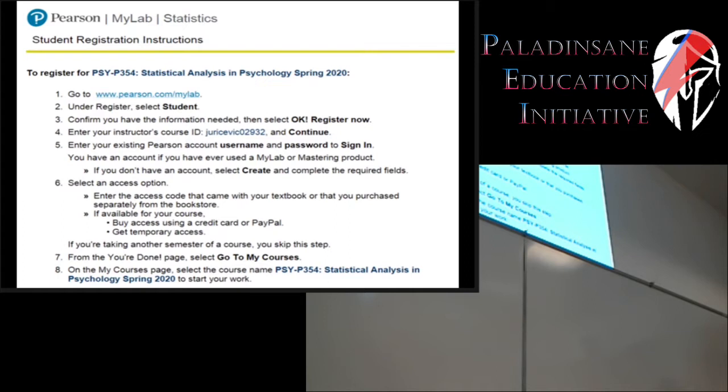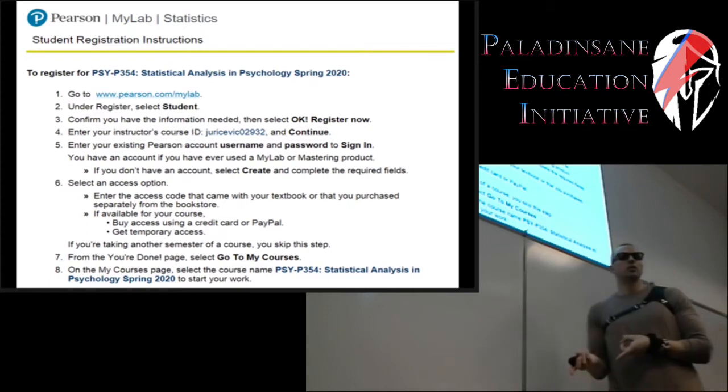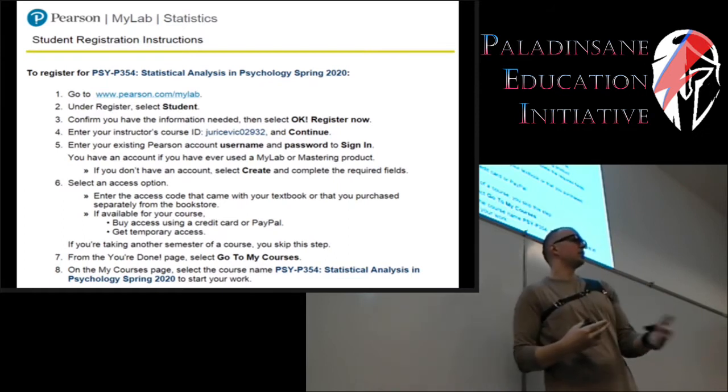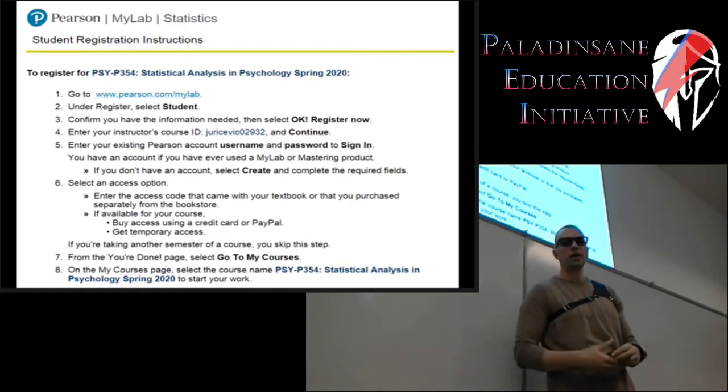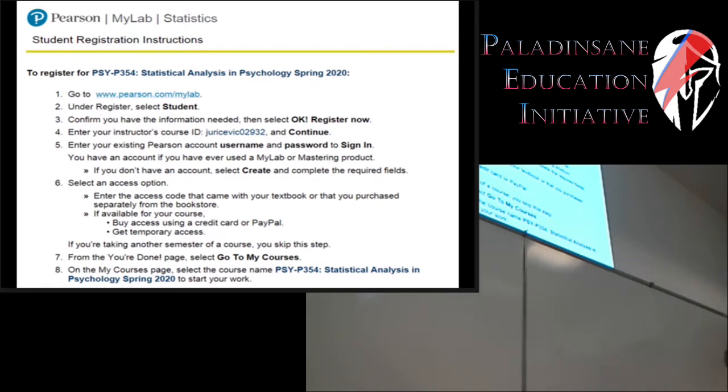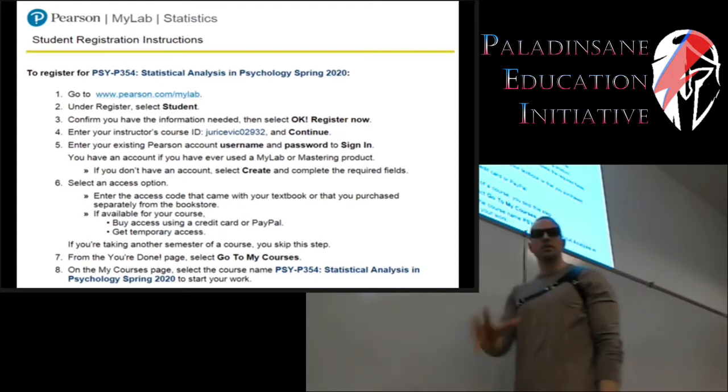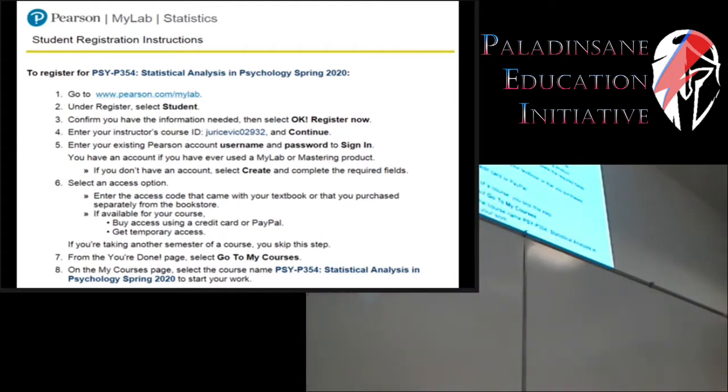And in terms of access, if you bought an access code from the bookstore, you will now use that to access or to pay for the use of MyLab. If you haven't, you can either buy it using a credit card or through PayPal. And then there's also temporary access that you can have for 2 weeks if for whatever reason you don't have an access code at the moment. So we'll give you a little bit of time right now just to make sure that everybody is ready and good to go.